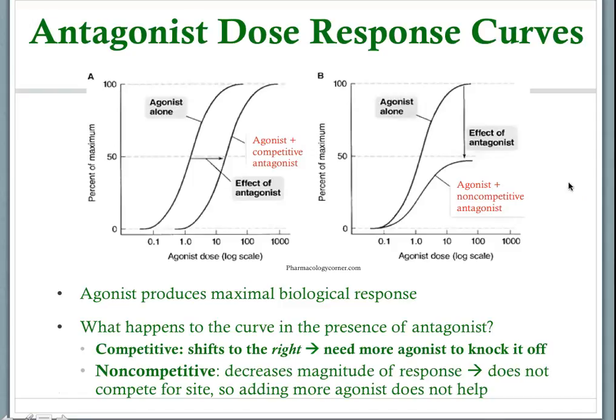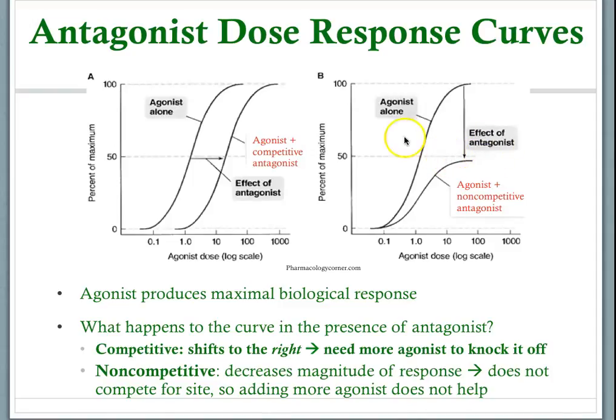This is what happens when we add a non-competitive antagonist. Now remember, the non-competitive antagonist is not competing with the agonist for the site, because it's actually going to bind to an allosteric site. It's binding to a different site. So in the case of our agonist alone, we're going to produce a response. Now, if we add a non-competitive antagonist, we're still going to get some kind of response, but we're going to have a decrease in the magnitude of the response.